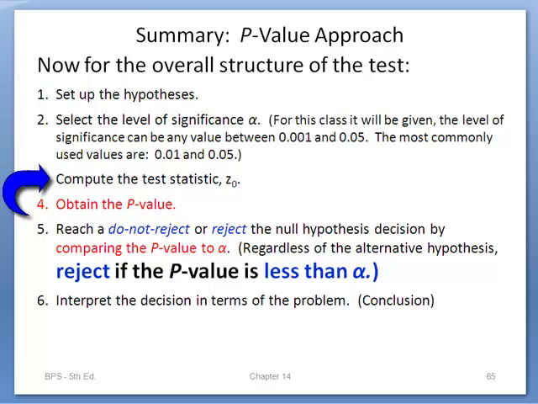Compute the test statistic, Z naught: how many standard deviations my sample mean is in the null hypothesis distribution. Number 4, obtain the p-value. You'll have to use your table A. Or, obviously, a Minitab command will give you a p-value, and you'll learn how to do that very soon. Once you get the p-value, you compare your p-value against your alpha. If the p-value is greater than or equal to alpha, do not reject. If the p-value is less than alpha, reject the null hypothesis. Then the very last and very important step is interpretation of the decision in terms of the problem. Your conclusion, stating the conclusion.